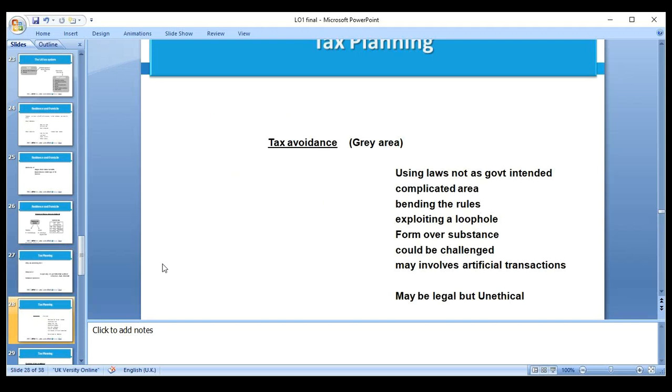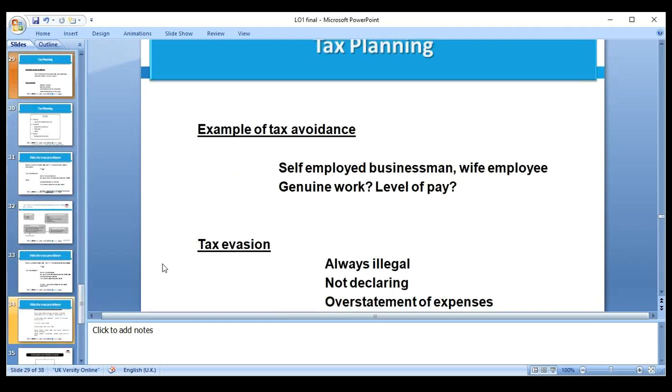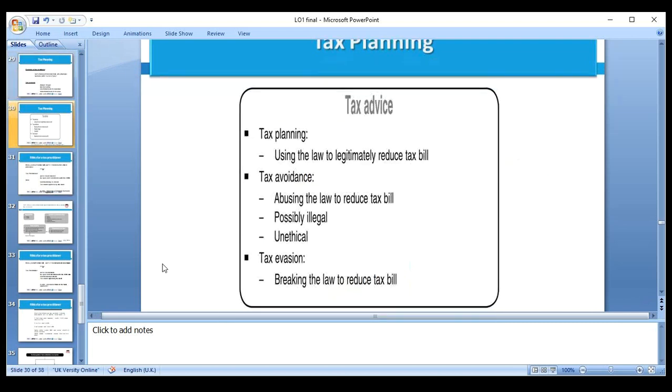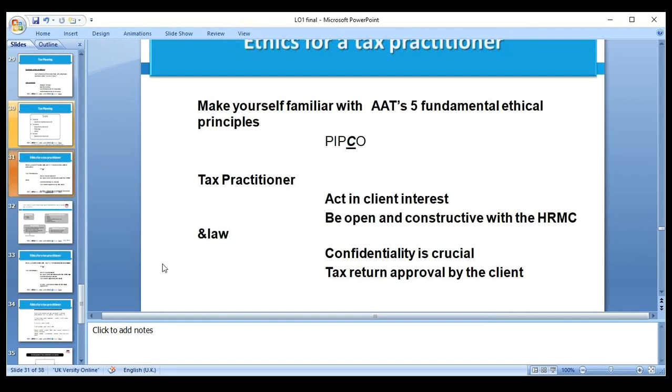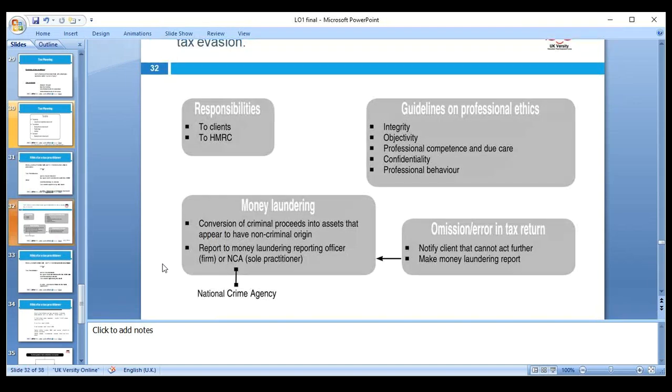Tax avoidance we already discussed. I'm not going through all. Yes, gray area. Example of tax avoidance. Yes, self-employed business. Have we heard about IR35? Yes. A minefield. That's huge and is going to be changed. Yes, tax advice. Of course, we can get it. Yes, tax planning and all. So PIPCO we discussed. Yes, popular people chat in office.